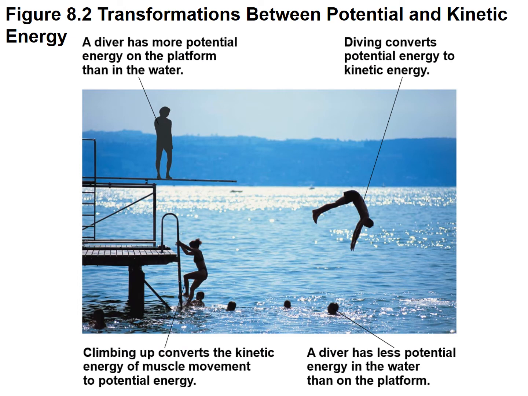In figure 8.2, we see transformations between potential and kinetic energy. So on the top left, we see a diver on a diving board. He has more potential energy on the platform than in the water, and that's due to his location. It's up high. To the right, when he dives, that potential energy is converted to kinetic energy, the energy of movement. Once the diver hits the water and surfaces, he has less potential energy in the water than on the platform. And when he climbs up the stairs to the diving board, he's converting the kinetic energy of muscle movement to potential energy.